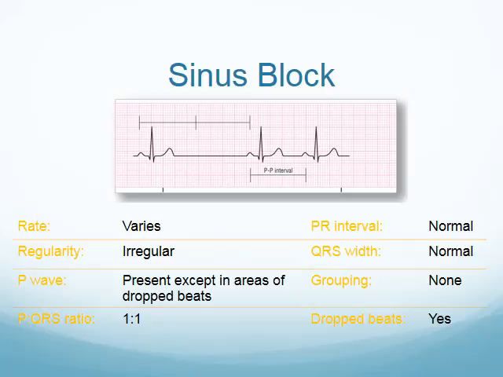Our rate in sinus block is going to be variable. It's irregular because we are missing beats. Our P waves are going to be present except whenever we have an area of drop beats. There should still be a QRS for every P wave. You have normal PR interval and QRS width. There's no grouping, but you do have drop beats.